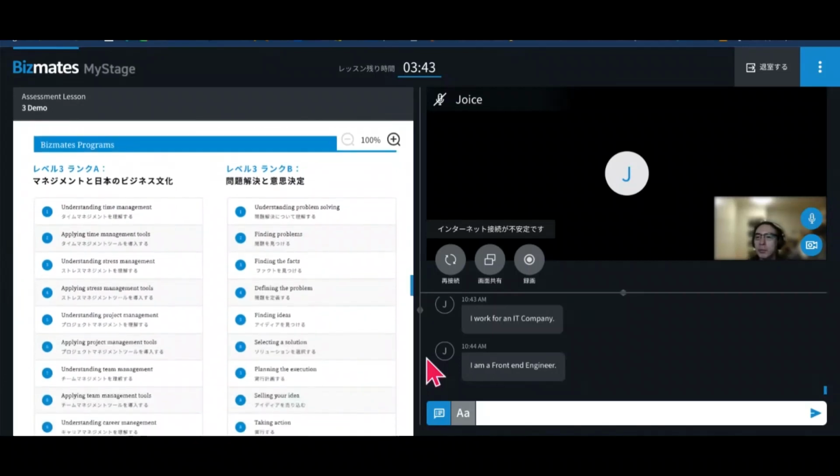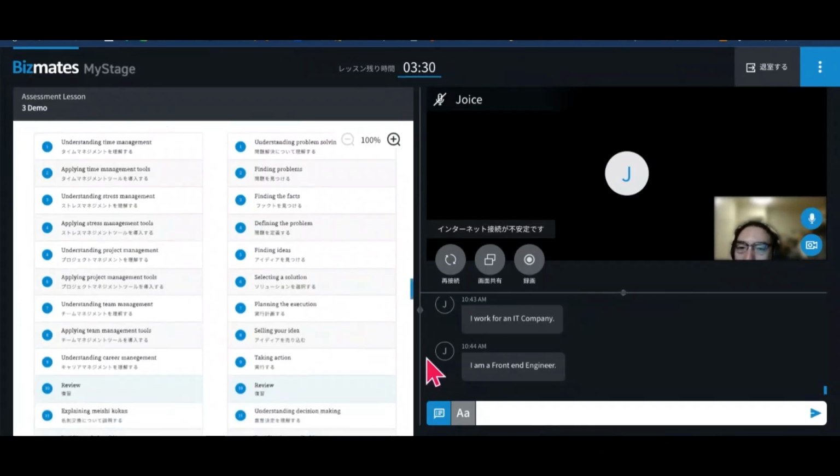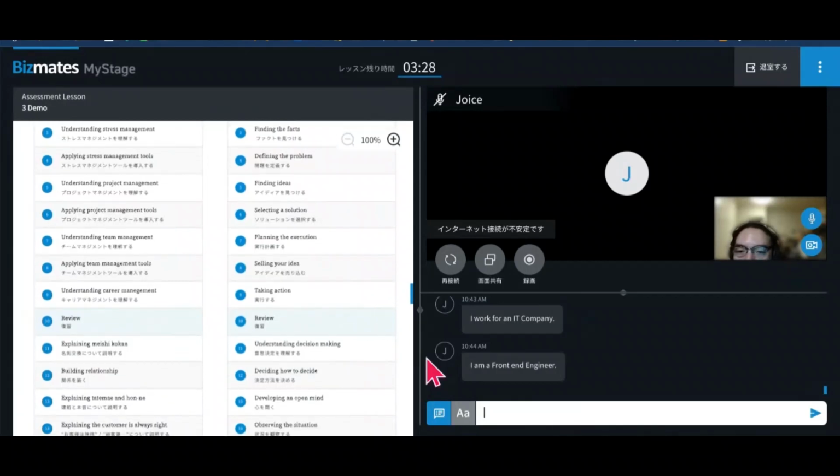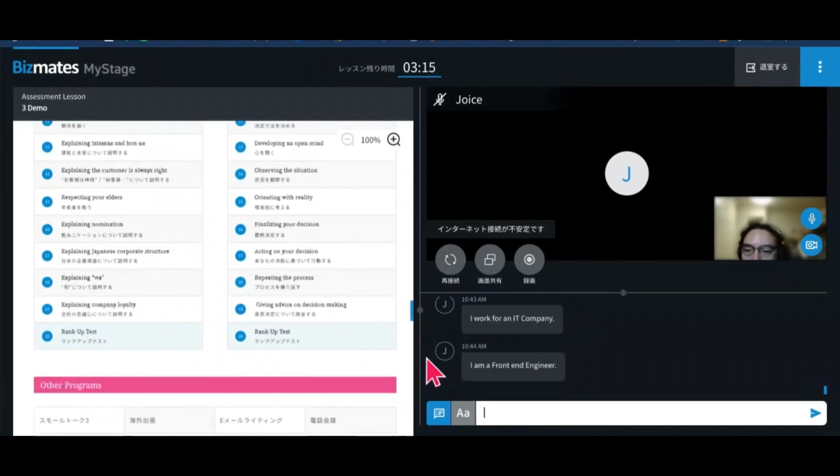But first, these will be your topics from level 3 rank A. Basically management and Japanese business culture, and of course in rank B, problem solving and decision making. So as you can see, in every 10th lesson you will have a review, just a review of your lessons 1 to 9. And in every 20th lesson, you will have a rank up test. It's basically exercises that you can do, but this is based on lessons 11 to 19.